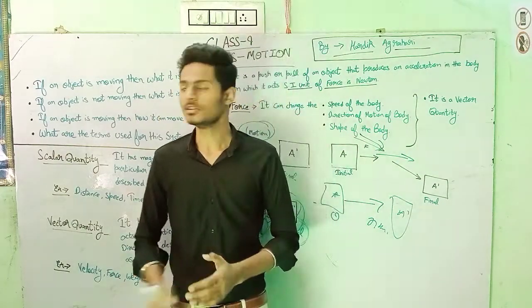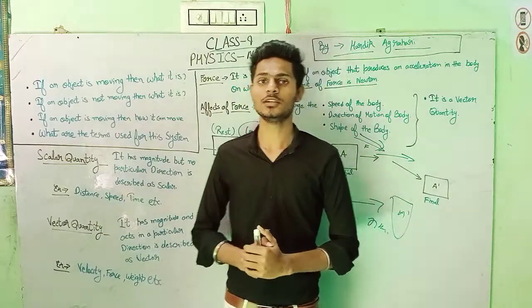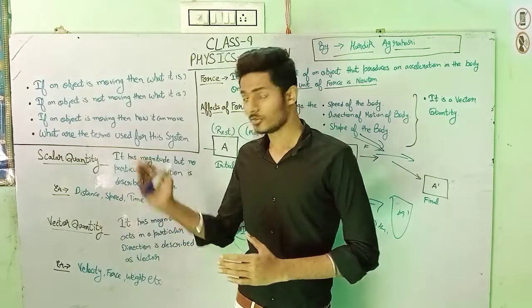And what are vector and scalar quantities? Scalar quantities are those quantities which have only magnitude, and vector quantities are those quantities which have magnitude as well as direction.